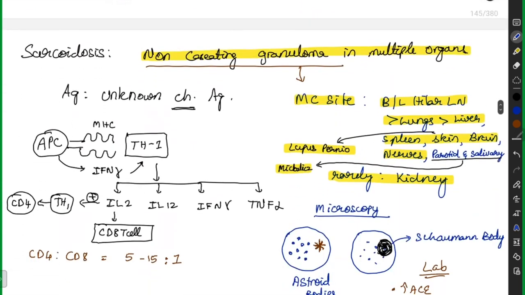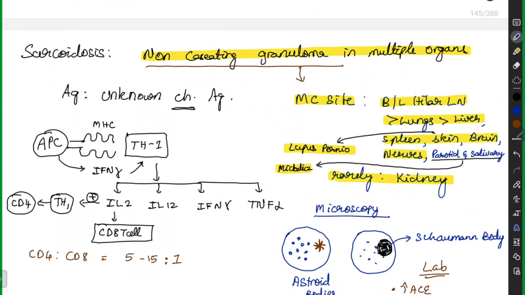Sarcoidosis is a non-caseating granuloma occurring in multiple organs. Most common site is the bilateral hilar lymph node, more than your lungs, liver, spleen, brain, nerves, it can be everywhere. If it is in the skin, it is called lupus pernio. In the parotid and salivary glands, it is called Mikulicz syndrome. Rarely it is also present in the kidney. And I told you, right, asteroid body, Schaumann body, all these things are going to be present in granuloma.